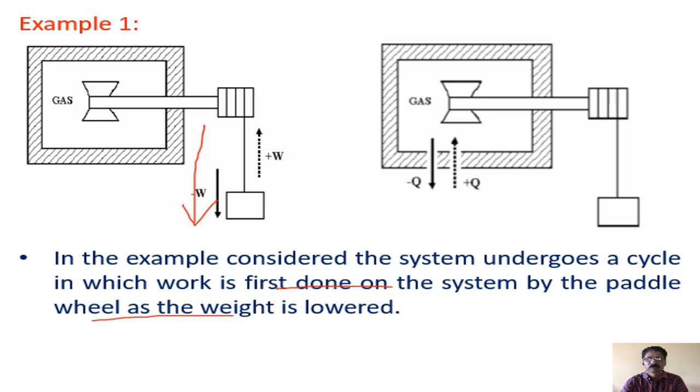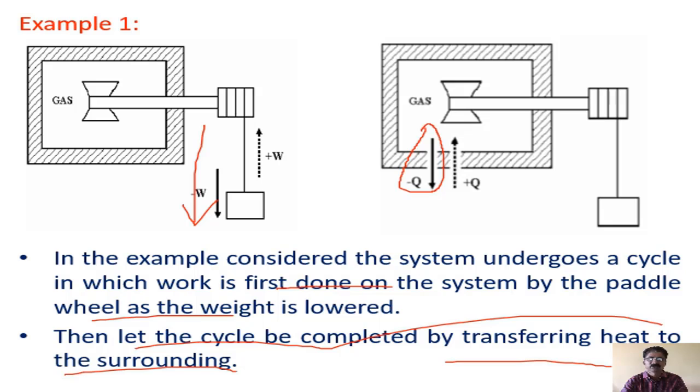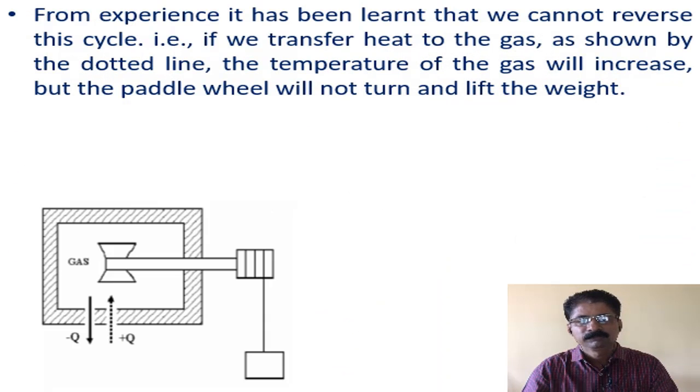Now to complete the cycle, whatever work energy is transferred into the system results in an increase in temperature of the system. So now we remove that heat, because of this work done on the system, its temperature will increase. To bring it back to the initial state or to complete the cycle, we have to transfer the heat to the surroundings. It means you have to remove the heat. Now this completes the cycle. Now from experience we know that the process cannot be reversed.